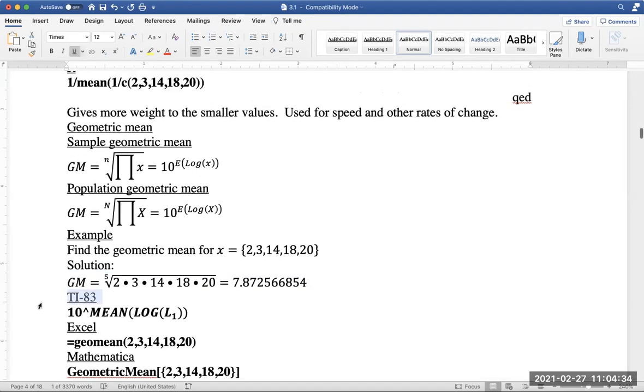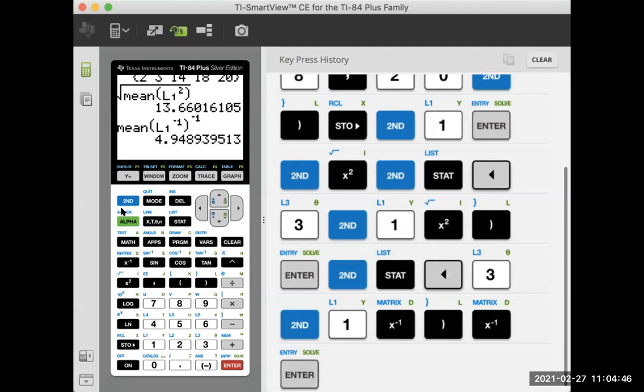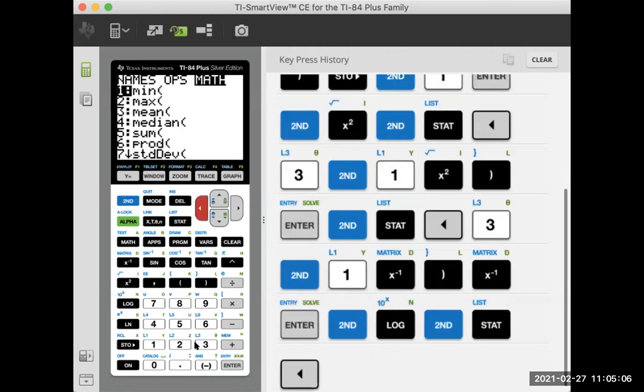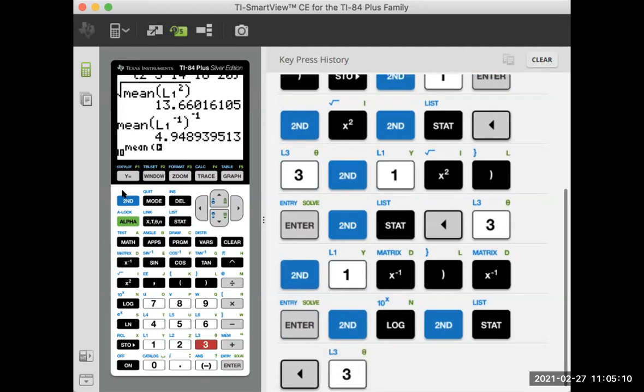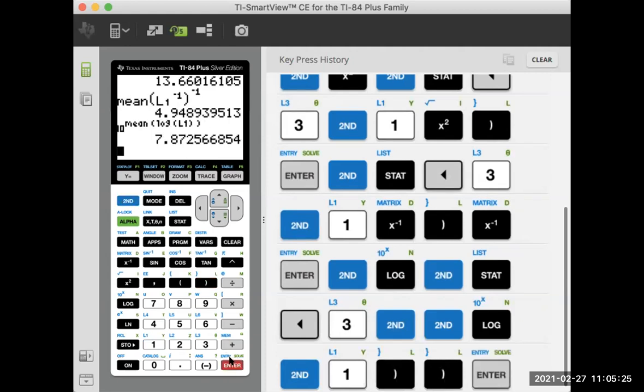So let's do this on the TI-84. Let me compute. 10 to the power, which is 2nd, right above the log, of the mean. So second list, go to math, the third one down, of my data, which was stored in L1. I have to do the logarithm of L1. And that should give you 7.872566854.